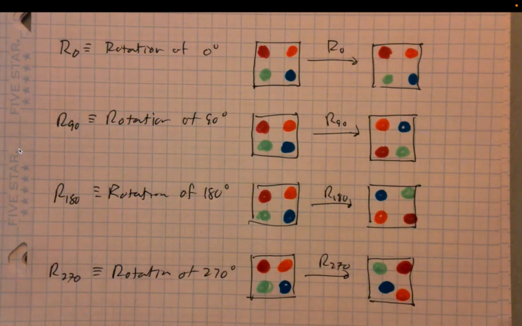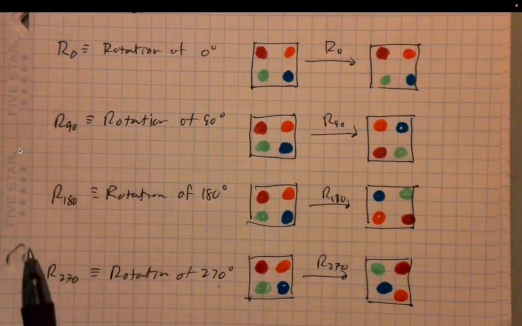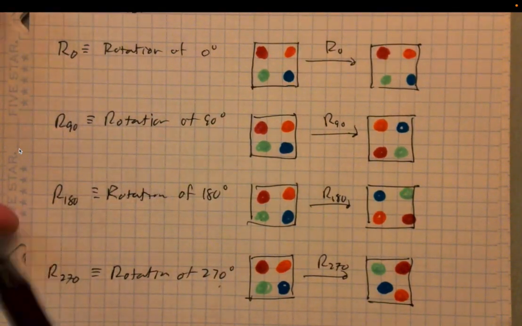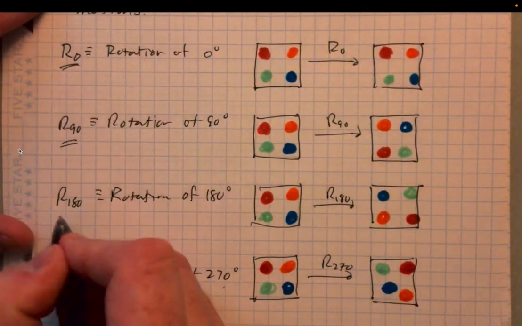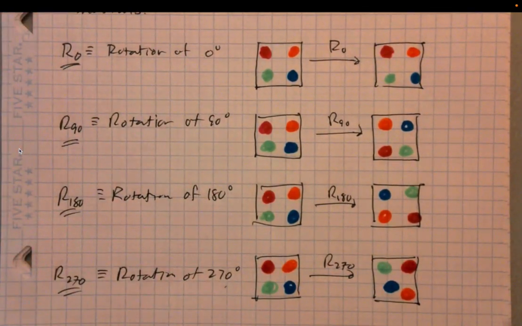Oh, that's supposed to be over in the corner a little more. Got a little carried away there. Okay. All right, so those are the 4 rotations. So R0, R90, R180, and R270. We'll use this notation to describe this motion.